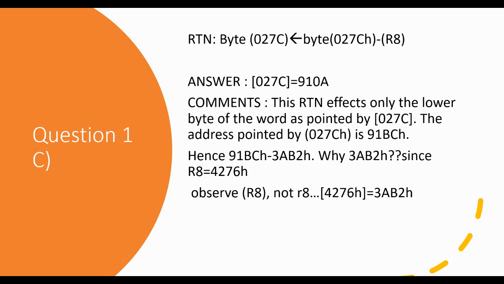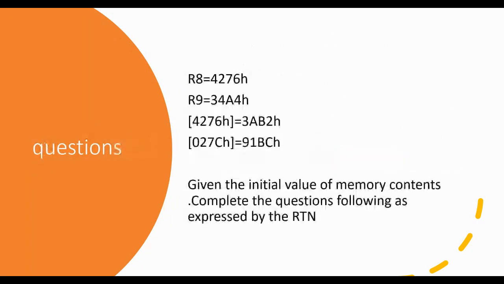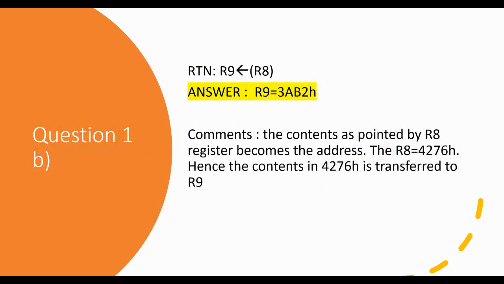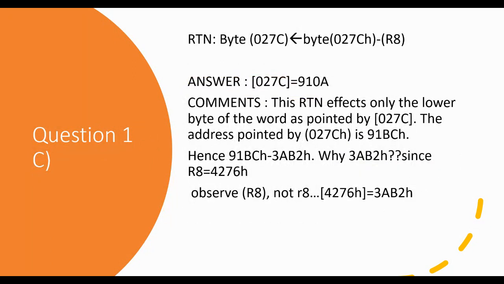The address pointed to is 91BC. So this is the content. You look at the previous slide, you know. So this one is BC. All right, so the fourth reference you can see here. And since what's in 027CH is 91BC, hence you take this value and you subtract 3AB2 hex.